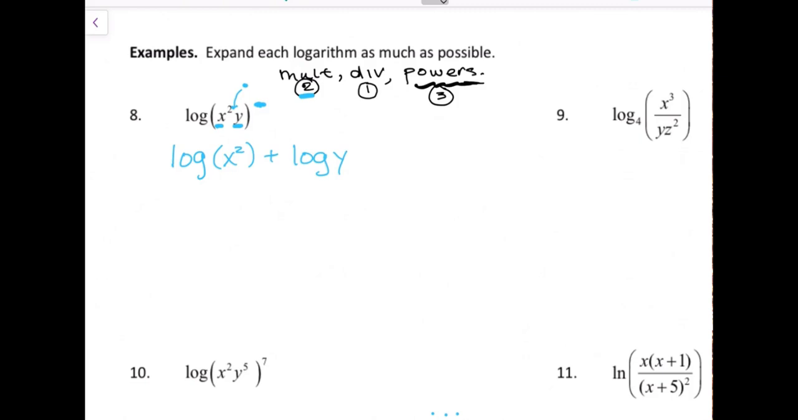Now the only thing I have left is to look for any powers on my arguments. And I do have an exponent on that argument, so that means that I can pull that power out in front of my log. So I'm going to write this as 2 times the log of x plus the log of y, and that's as much as I can split that argument apart.